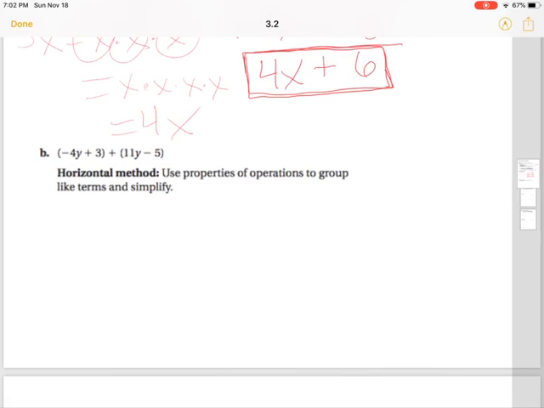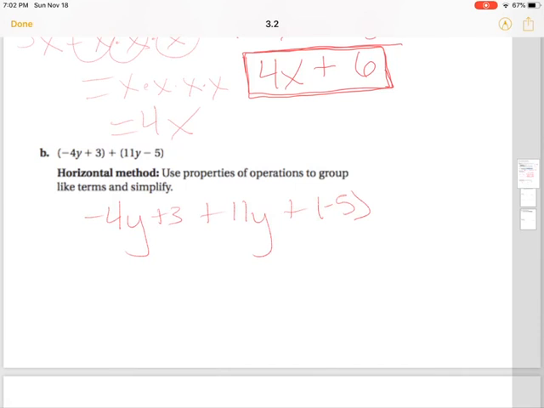So again, the first thing I'm going to do is make sure that we turn all of our subtraction into addition. So we still have -4y plus 3 plus 11y, and then I'm going to do the keep, flip, change. So we are left with plus -5. And again, if you're fine with keeping it -5 and knowing that that 5 is negative, then by all means you can keep doing that. But I just want to make sure that we all know that the negative sign is attached to that 5 as well.